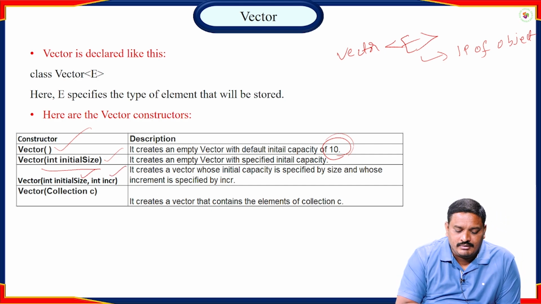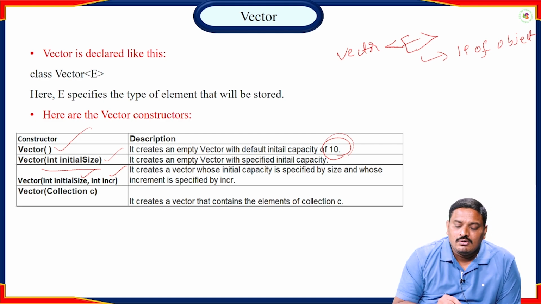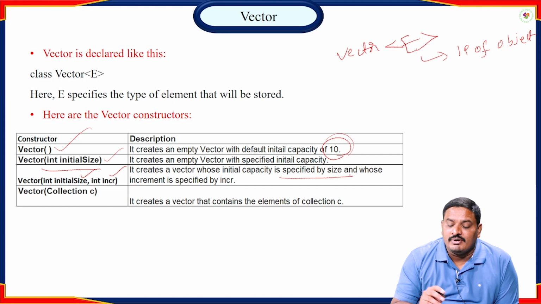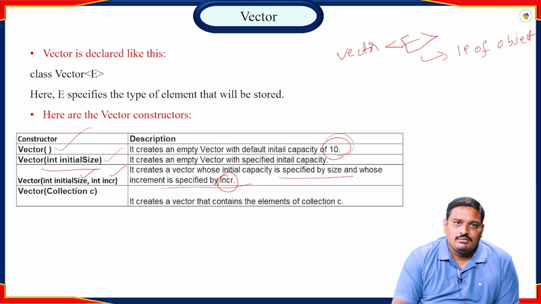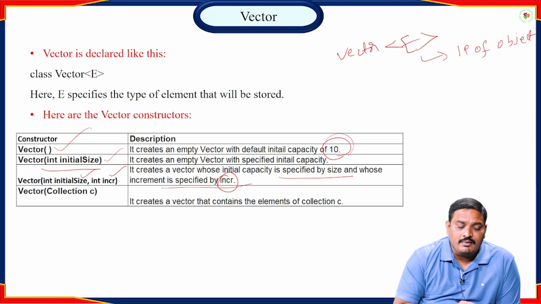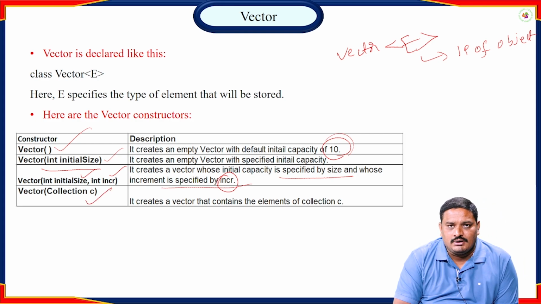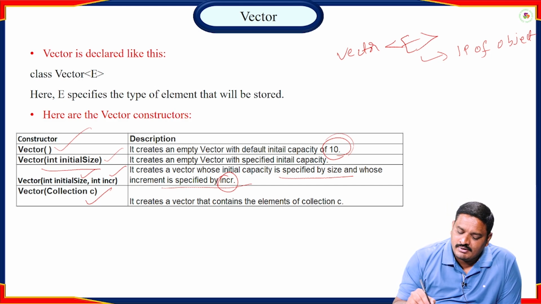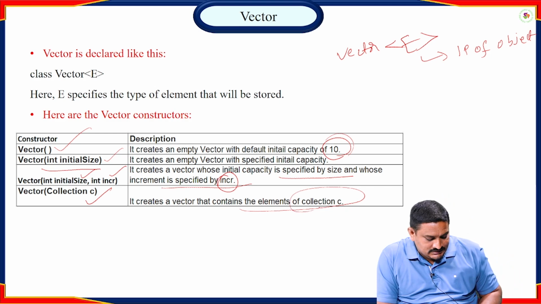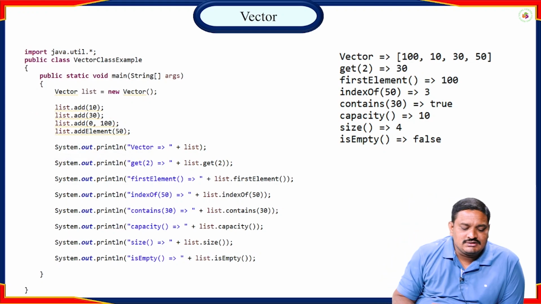The second one is the integer increment. The meaning of this constructor is that it creates a vector whose initial capacity is specified by the size, and it can be incremented by the increment value. That is the third constructor. The next one is Vector with a Collection C parameter. It creates a vector that contains the elements of the collection C. These are the constructors.